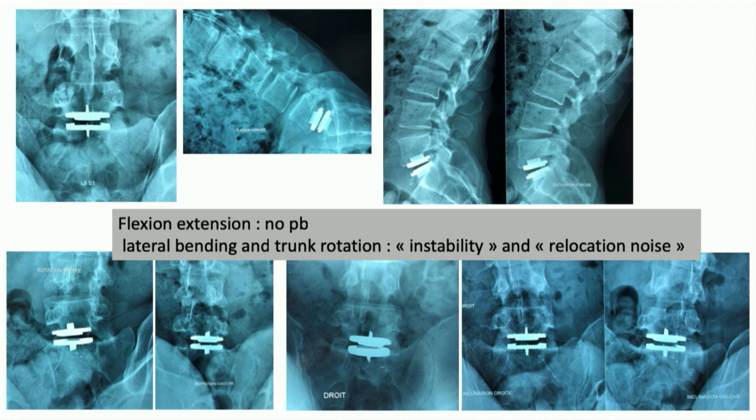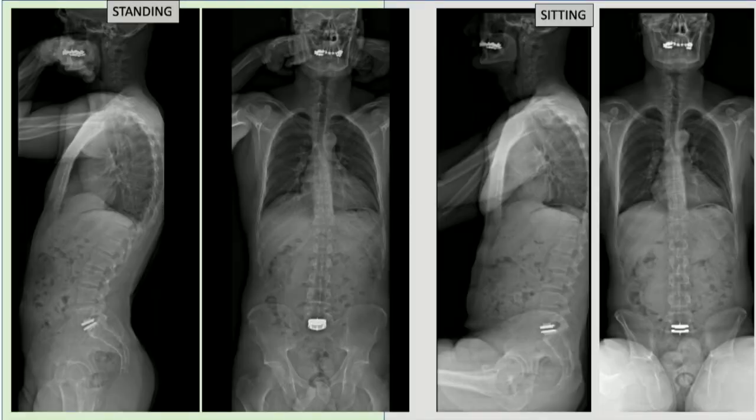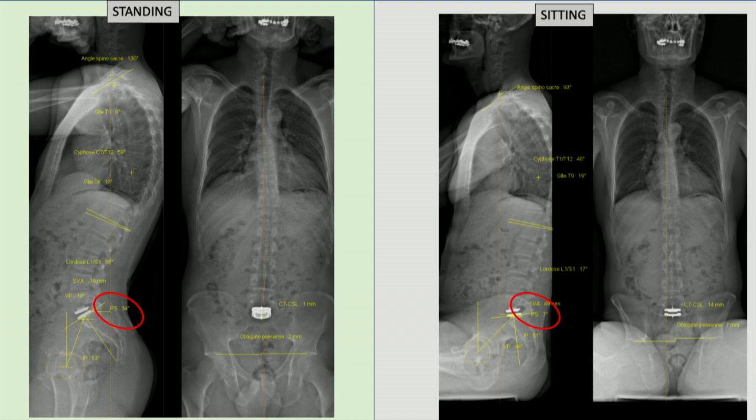You have here flexion extension, you have here bending, lateral inclination. We did not find a lot of things. So again, this is EOS standing and sitting X-ray. You see this time there is no leg length discrepancy. The pelvis is perfectly horizontal. And when you look at this, you see that apparently there is no significant abnormality.